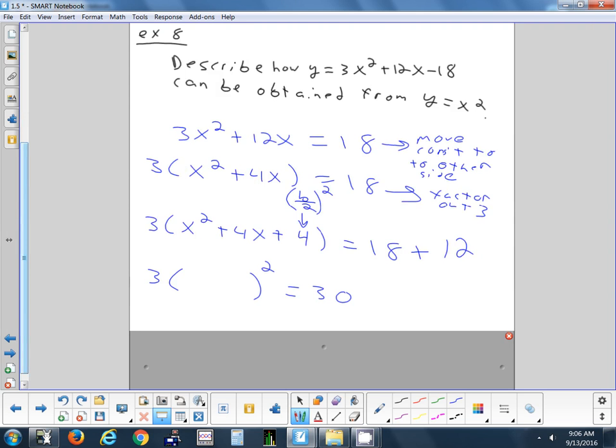And now if we've done everything nicely, okay, this should factor very nice. What does x squared plus 4x plus 4 factor into?